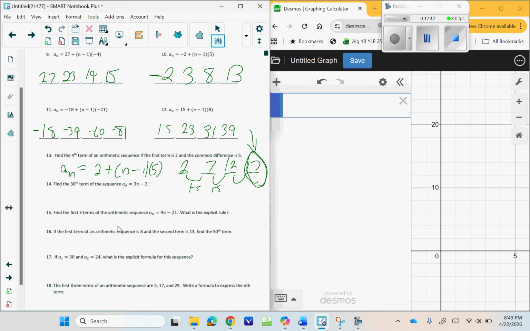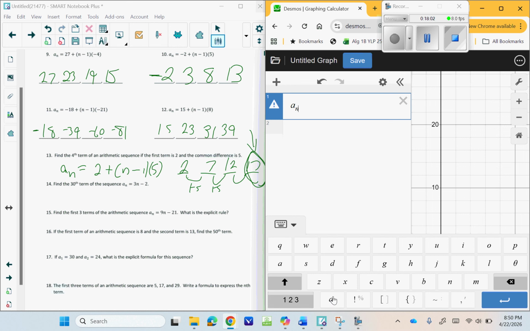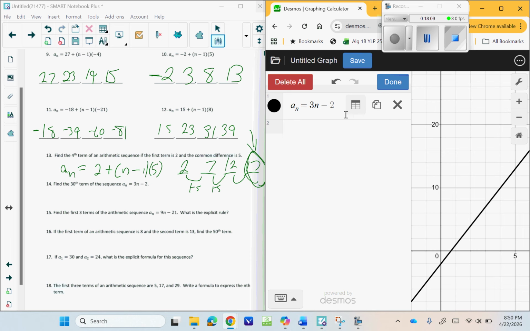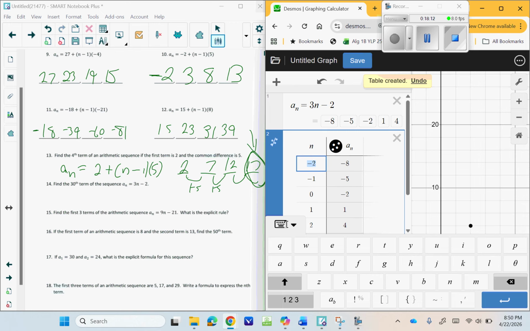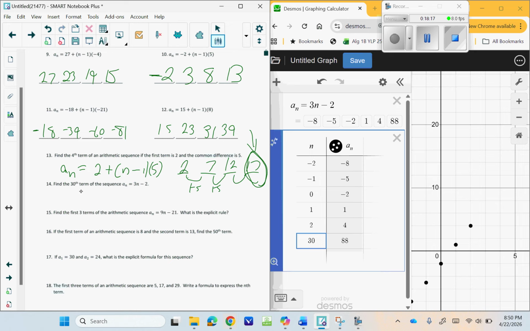Again, we just talked about how you can do that on Desmos. Notice that sometimes it flips back and forth. Notice this looks very linear, which it is, but you can type this into Desmos and then we can easily put in the 30th term. So a sub n equals 3n minus 2. And then I'm going to do table. Yeah, that worked perfect. Then I'm just going to type in the 30th term and I get 88. And you could have easily put in 30 here and done the math yourself.